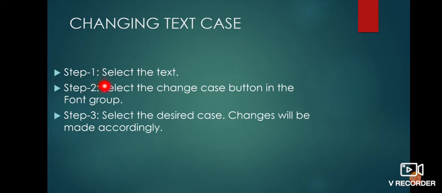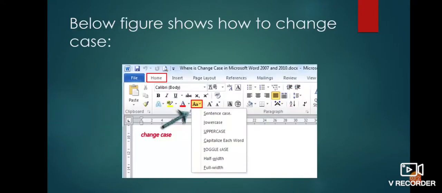The first step is select the text, and the second one is select the change case button in the font group. From the font group you will be getting the change case button. You have to select that. Then a drop down box will appear. You have to select your desired case and the changes will be made accordingly. Let's see how it can be done.